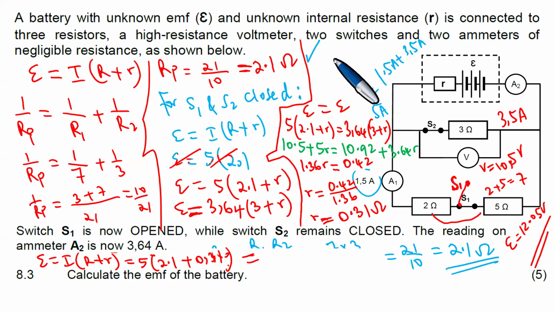Current resistor. So that is what then we have. That is what we have. Yeah?